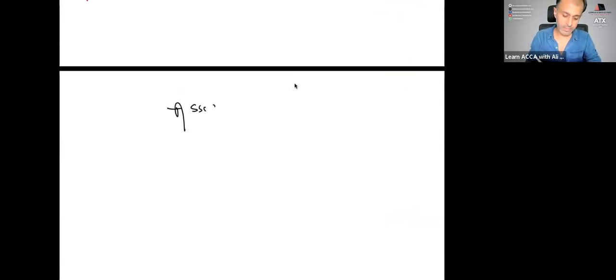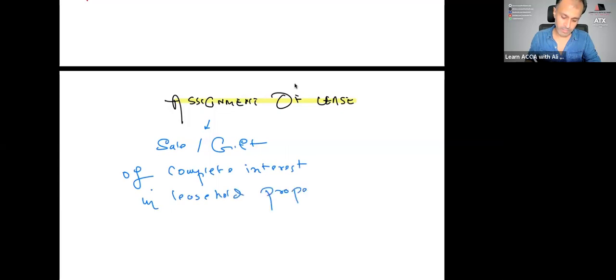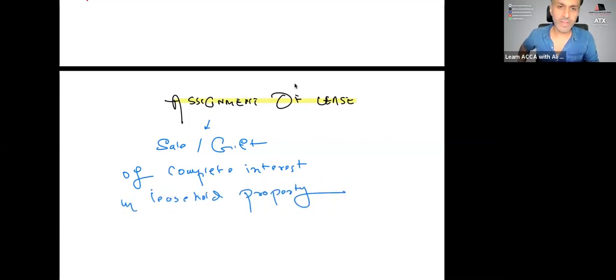Assignment of the lease. What does that mean? The assignment of the lease means either the sale or maybe the gift of a complete interest in leasehold property. The word assignment is associated with a case where there has been the sale or a gift of a complete interest in a leasehold property.